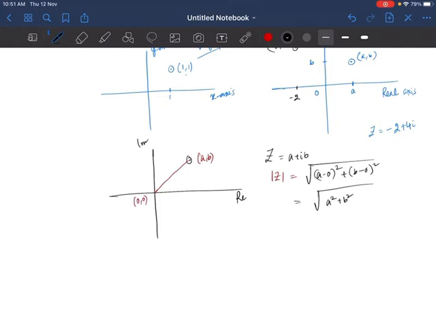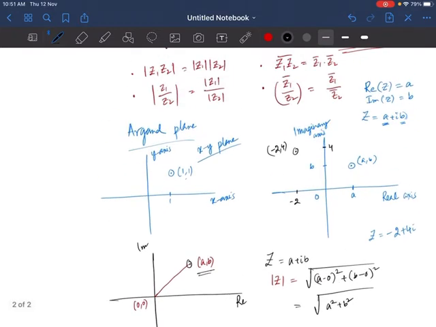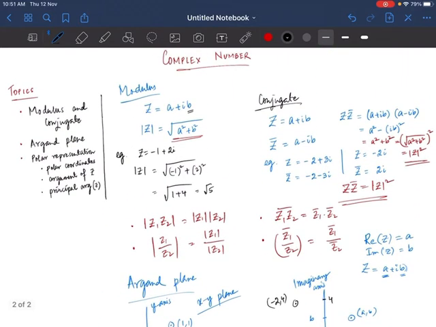So that is the significance of modulus. Modulus is nothing but the distance of the complex number, or the complex point, from the origin. If you plot the complex number on the Argand plane, the distance of that point from the origin is the modulus of that complex number. So this is what we have learned about modulus, conjugate and the Argand plane.